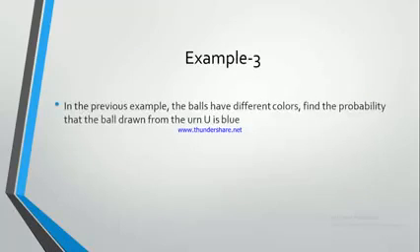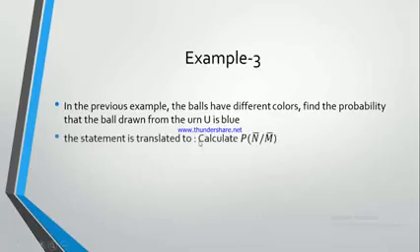The third example. So in the previous example, suppose that the balls have different colors. Find the probability that the ball drawn from the urn is blue. We can convert the statement into calculating P of N bar, the complement of N, given M bar.